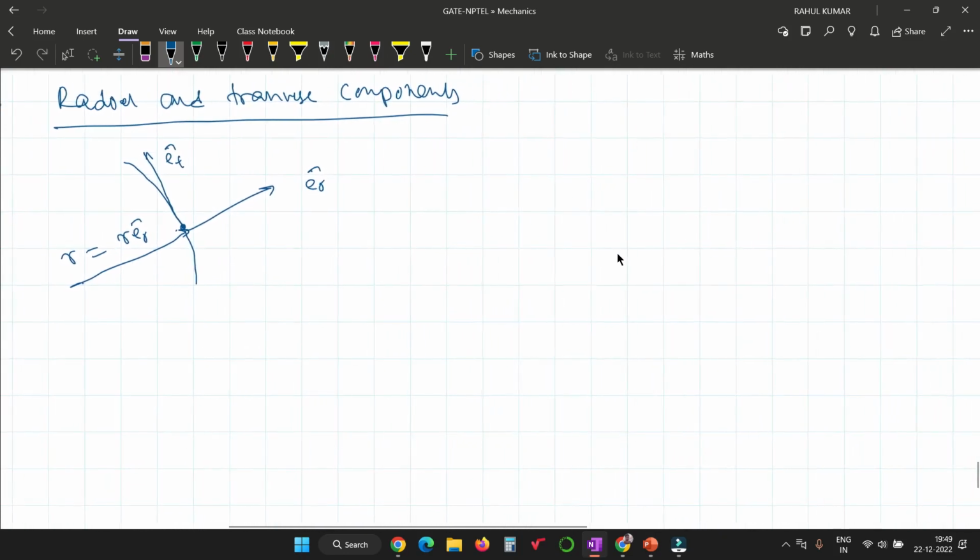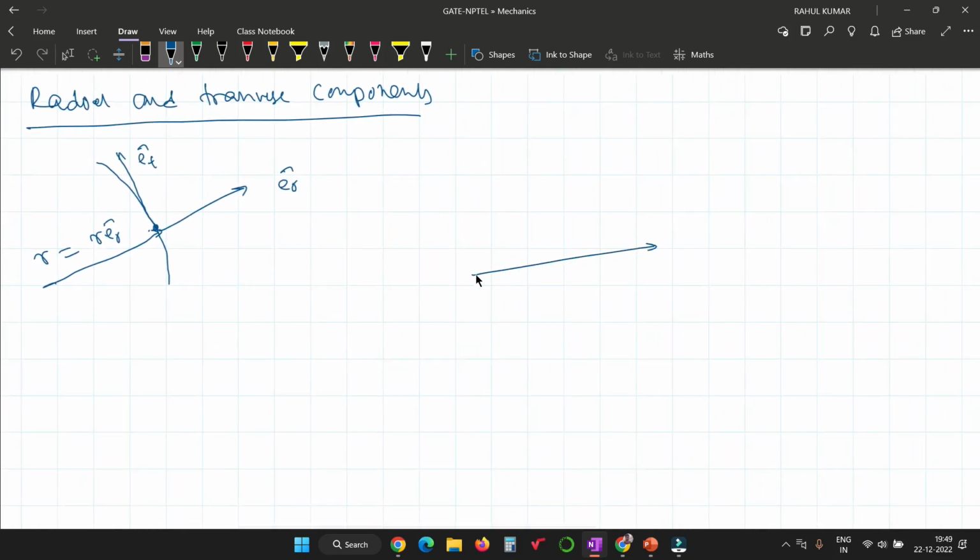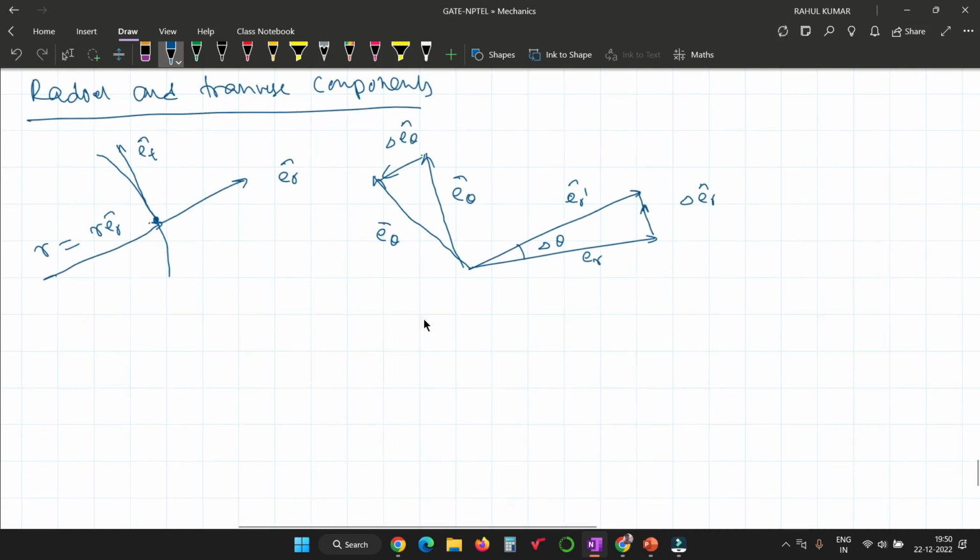I have already talked to you that suppose er is changing by changing in the angle theta. Initially er is in this direction, and after traversing by angle theta, er becomes er dash. So this vector is nothing but delta er. The perpendicular of er is e theta, and by rotating delta theta, it becomes e theta dash. So this vector is delta e theta cap.